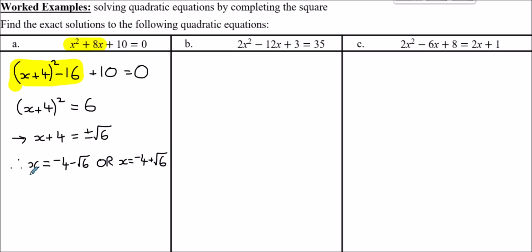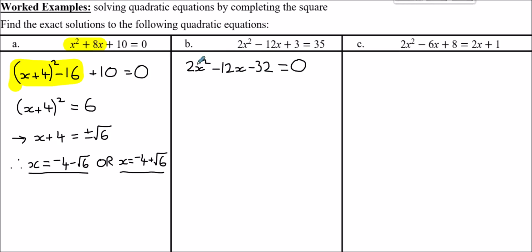So we have two solutions to this one. For part B, what we need to do first of all is to bring everything to one side of the equation, so the right-hand side is equal to 0. So if we subtract away 35 from both sides, what we're going to have over here is 3 minus 35, which is minus 32. All that's equal to 0.